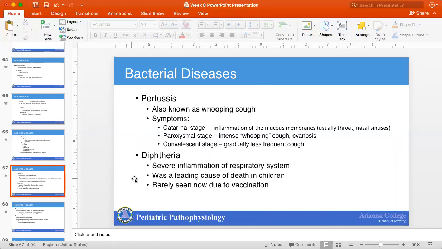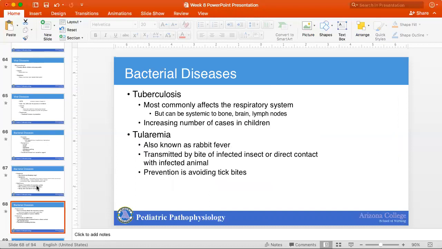Diphtheria, this is severe inflammation of the respiratory system. It was a leading cause of death in children and now is rarely seen due to vaccination. Tuberculosis, also a bacterial disease, most commonly affects the respiratory system, but can be systemic to bone, brain, and lymph nodes. Increasing number of cases in children.